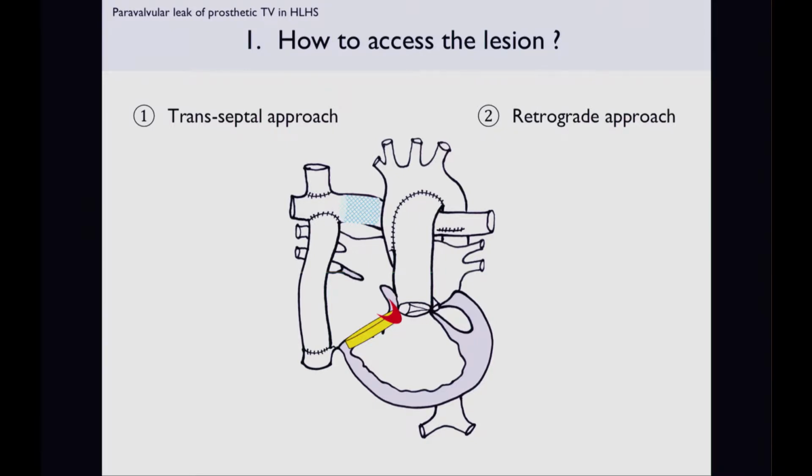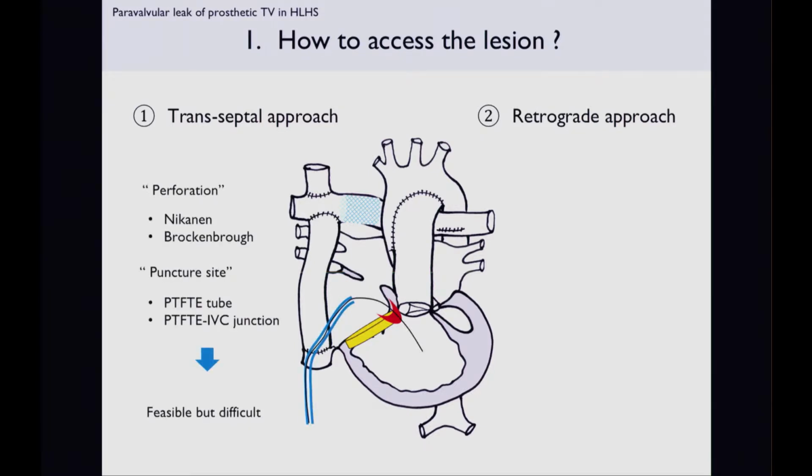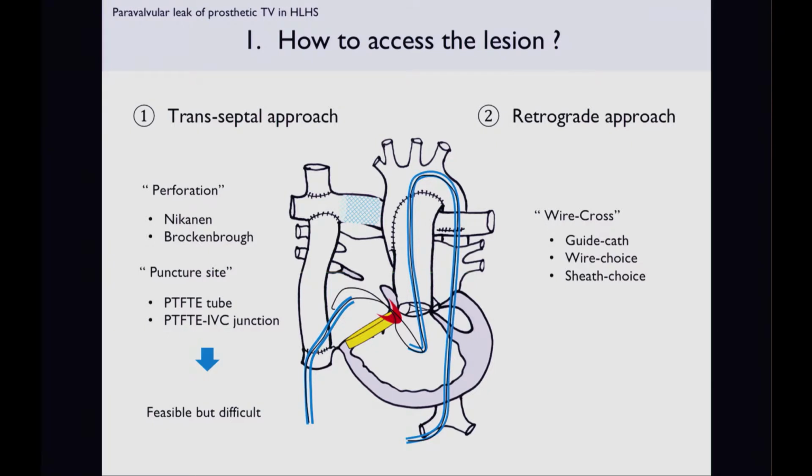How to access the region? One is the transseptal approach, and the other is the retrograde approach. The transseptal approach needs perforation by Nykanen or Brockenbrough needle, and puncture sites of the PTFE tube or at the PTFE to IVC junction. It could be feasible but difficult to do. With the retrograde approach, wire crossing and guidance are very important, including what kind of guide wire to use, and wire choice and sheath choice. We took a retrograde approach.